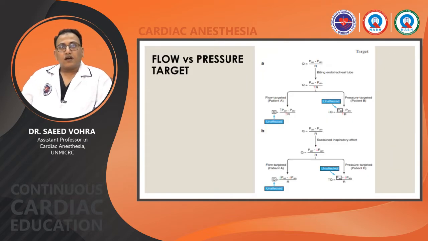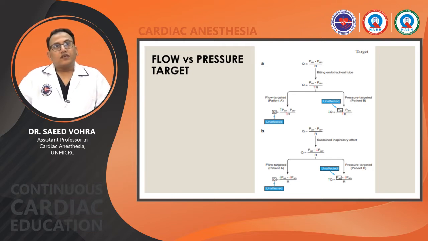Now this is how the mechanical ventilator will behave in flow targeted modes like volume control ventilation, and in pressure targeted modes as in pressure control ventilation, with biting of the endotracheal tube. If the patient bites the endotracheal tube, then there will be a rise in the resistance. Now in flow targeted modes, flow remains constant. So with increase in resistance due to biting of the endotracheal tube, proximal airway pressure rises. Whereas in pressure control ventilation, with increase in resistance, as the proximal airway pressure remains constant, the tidal volume decreases.